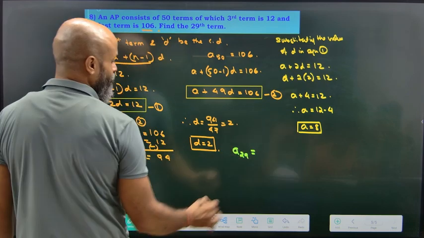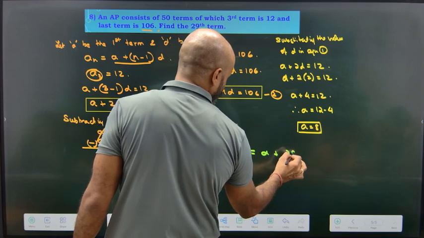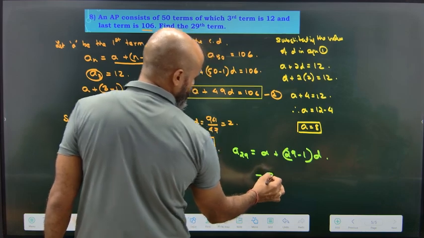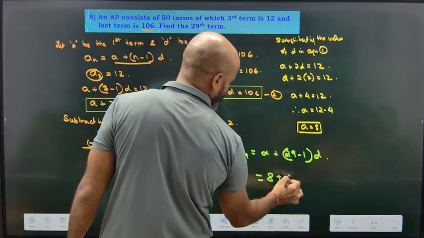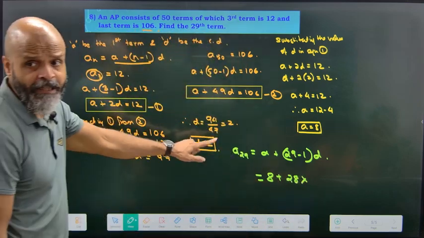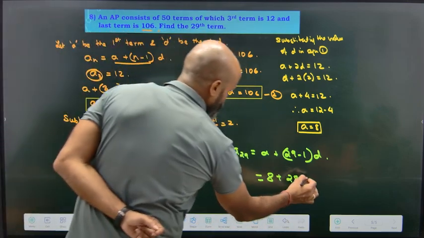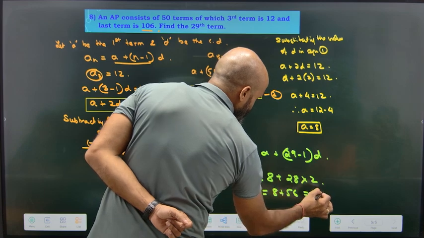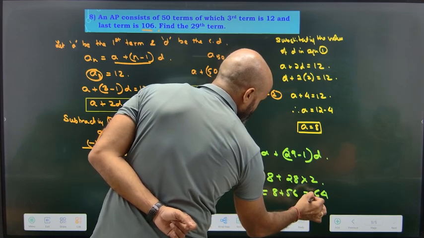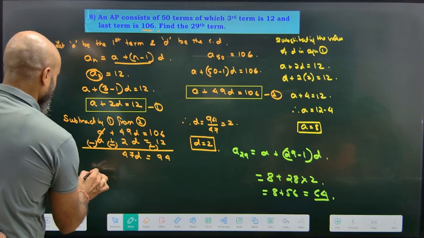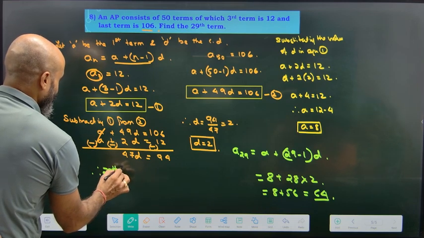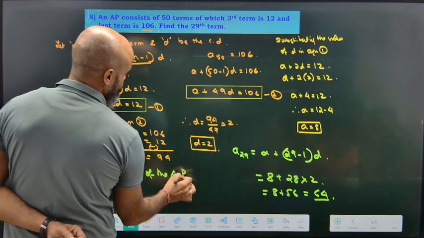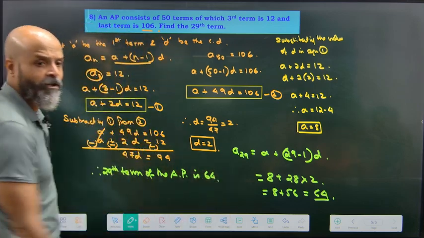A29 will be equal to A plus 29 minus 1 into D. Putting the value of A here, that is 8 plus 29 minus 1, that is 28, into D, that is 2. So this will be 8 plus 56, that is 64. So the 29th term of the AP is 64. Are we clear on this one people?